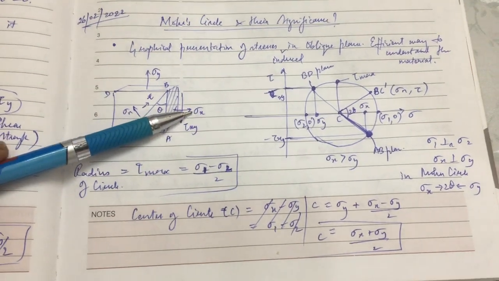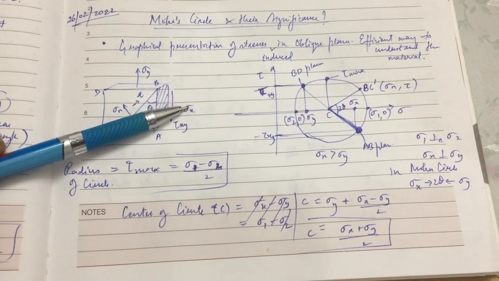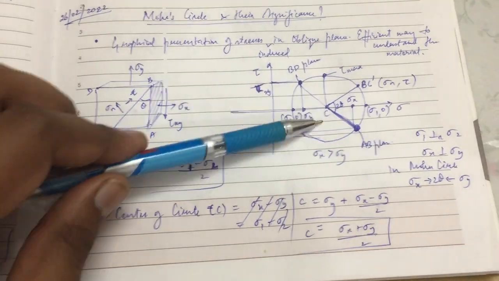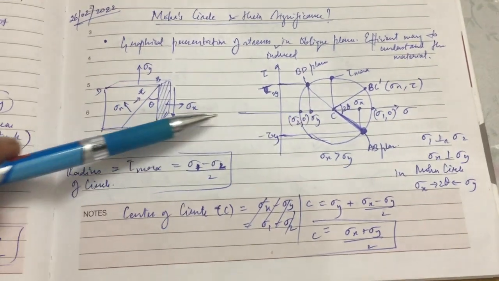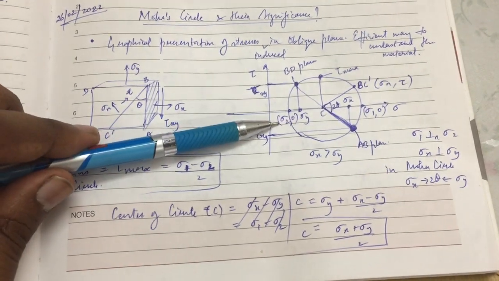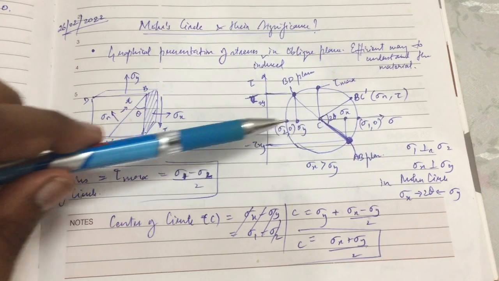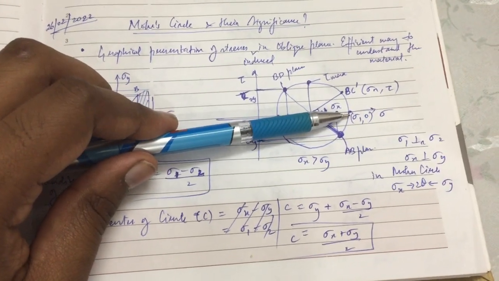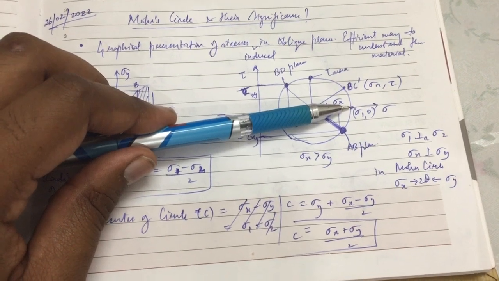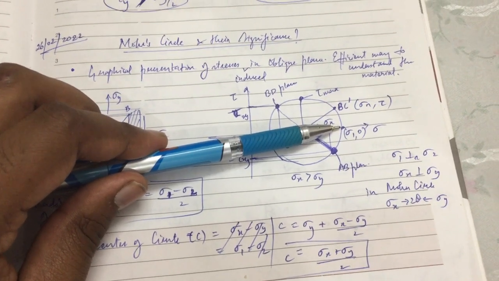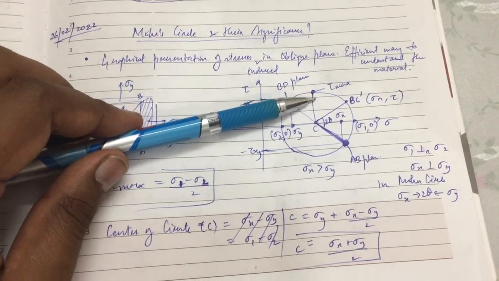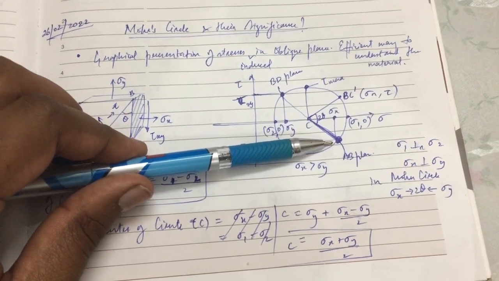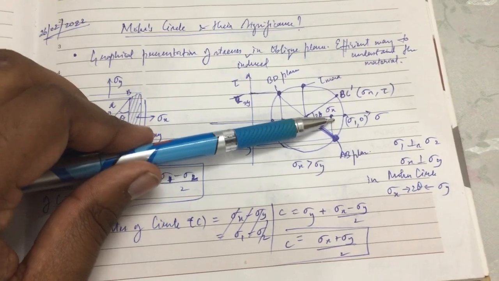If the tensile stress is the highest, then it will be sigma 1, and the lowest tensile stress will be sigma 2. Sigma 1 and sigma 2 are the principal stresses. Also, this point refers to the principal plane. In the principal plane, the shear stress is 0.